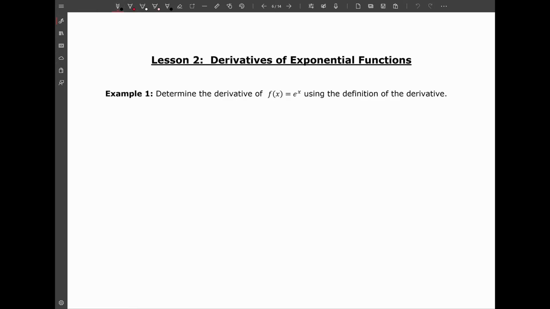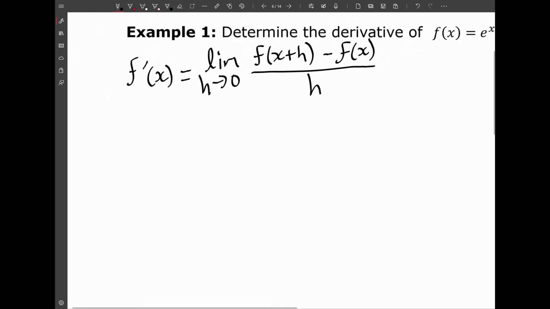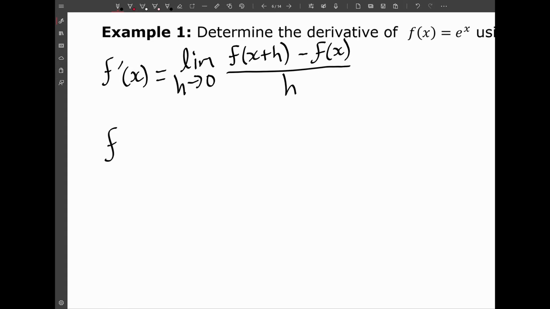If you recall, the definition of the derivative is that limit we all love: f prime of x is equal to the limit as h goes to 0 of f of x plus h minus f of x all over h. Everybody's favorite. Okay, but our f of x is e to the power of x, so this becomes f prime of x is equal to the limit as h goes to 0 of e to the x plus h minus e to the x all over h.